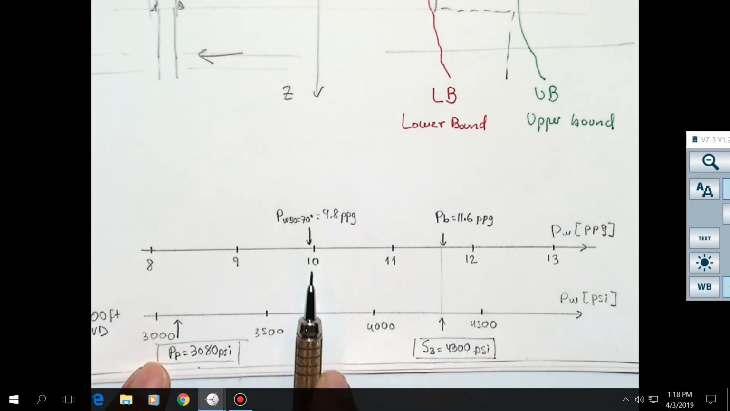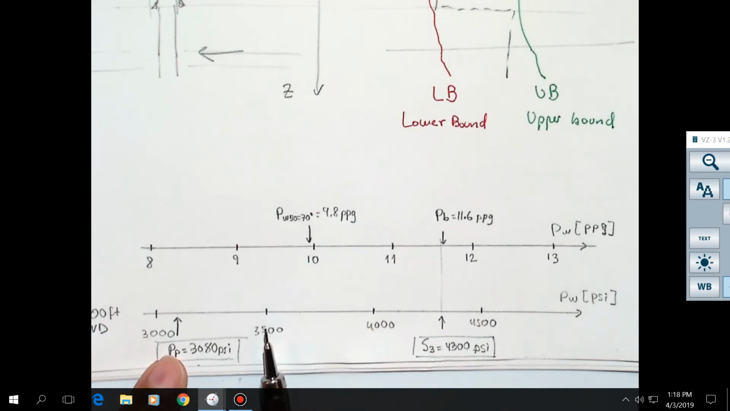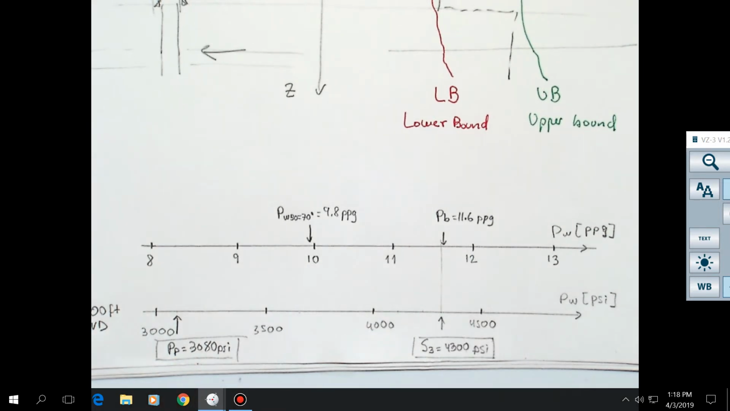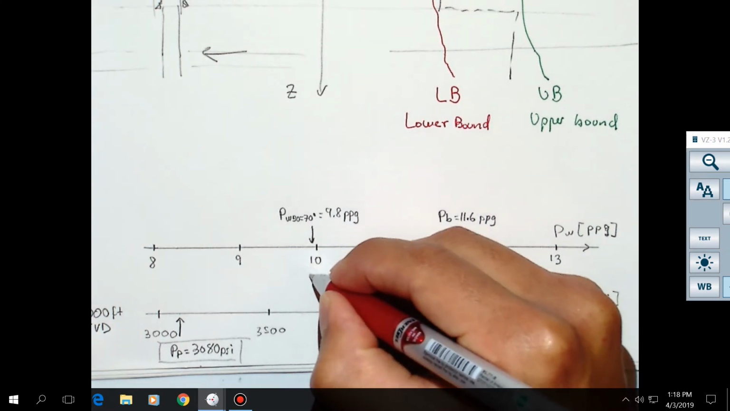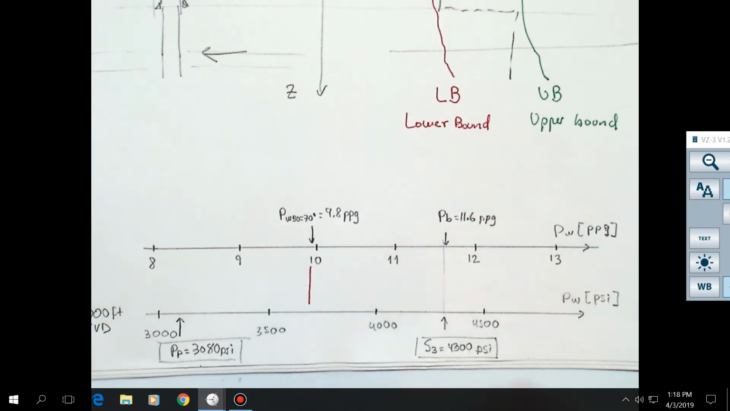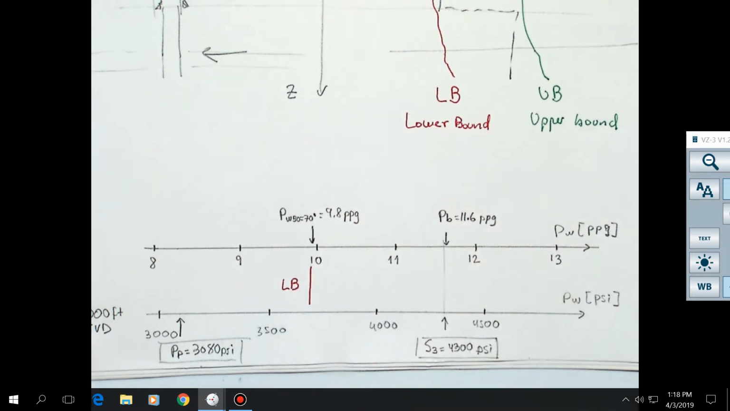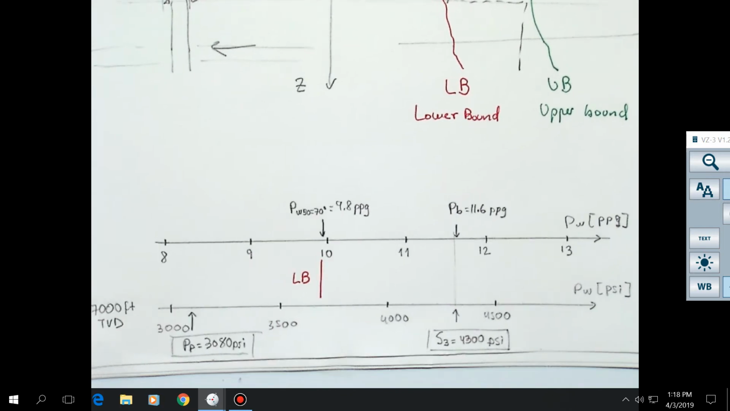So your lower bound, according to these two, which one will you choose? The pore pressure or the one for the breakout? The one for the breakout, right? It puts a tighter constraint on the lower bound. So I'm going to choose this one as the lower bound, because otherwise I'm going to have a lot of shear failure on the wellbore.